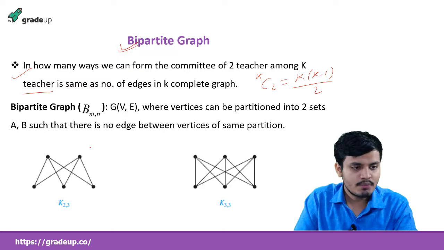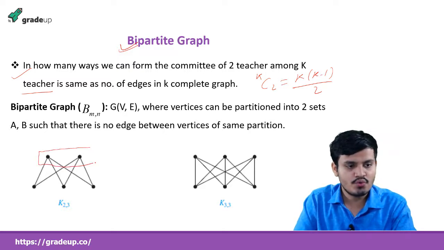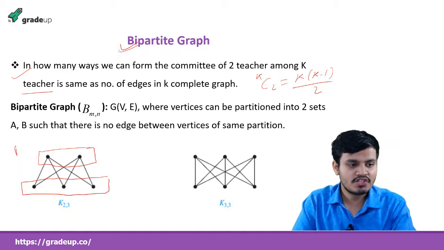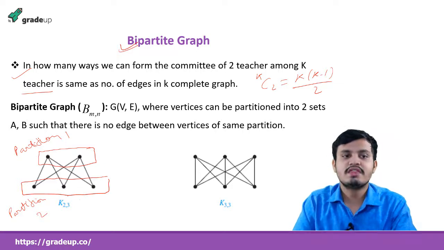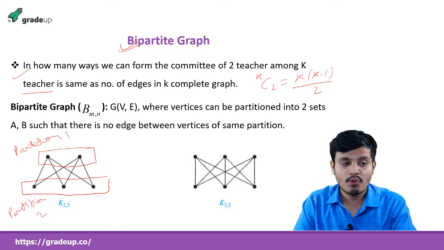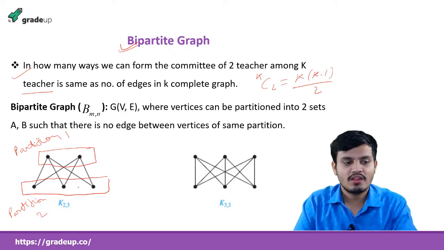For example, suppose I partition these two, and these two. So this is my partition 1, and this is partition 2. There will be no edge between these two vertices, and there will be no edge among these three. So that is what it means. There will be no edge within a partition. You can have an edge to the other partition, that is allowed.